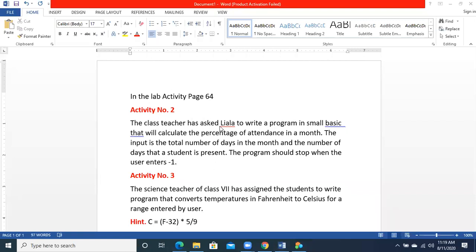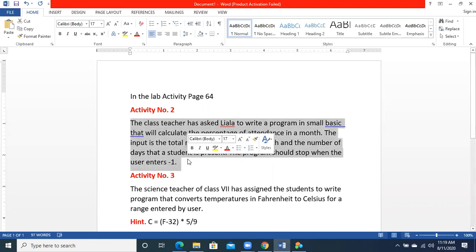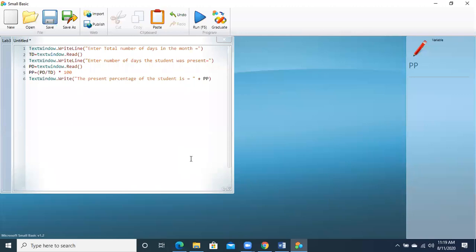The class teacher has asked Leila to write a program in Small Basic that calculates the percentage of attendance in a month. The input is the total number of days in the month and the number of days that a student is present. The program should stop when the user enters -1. Matlab it should continue for many students. We have to calculate the present percentage for many students.